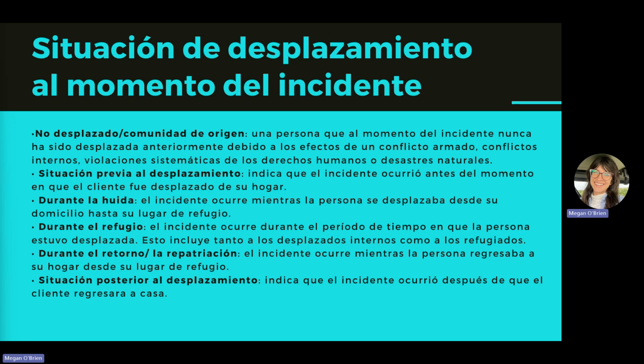And then during return or transit means that the violence occurred while the person was returning back to their home from their place of refuge. And finally, you have post-displacement, which indicates that the incident occurred after the client returned home from their displacement.